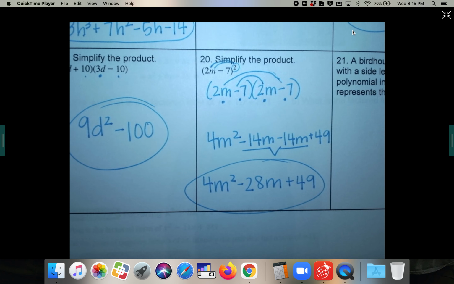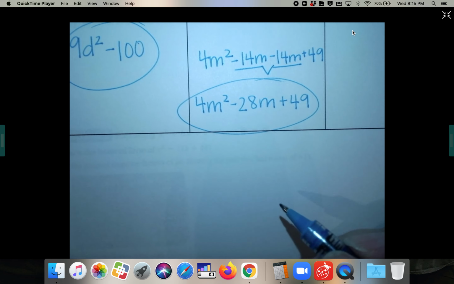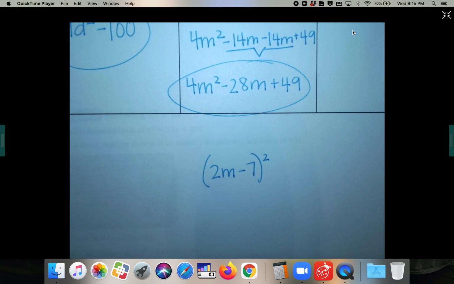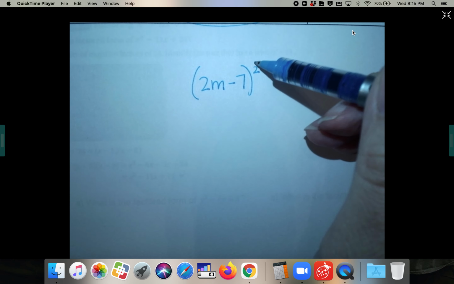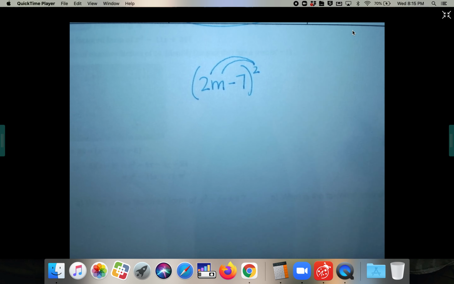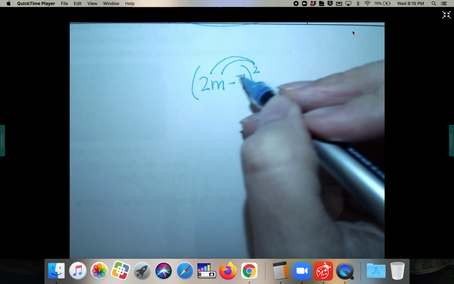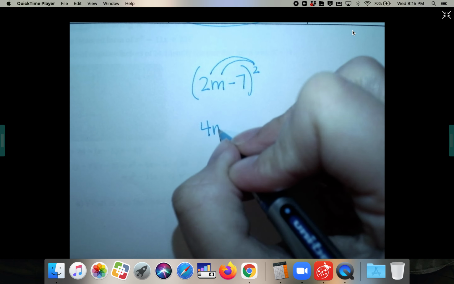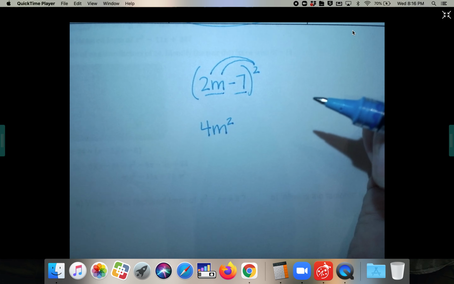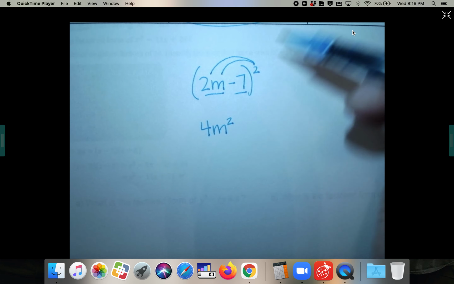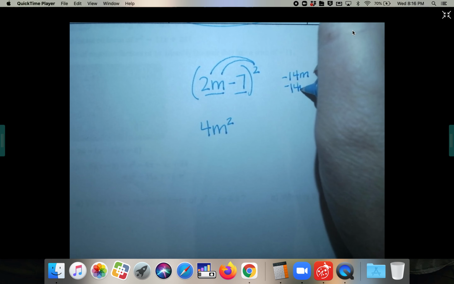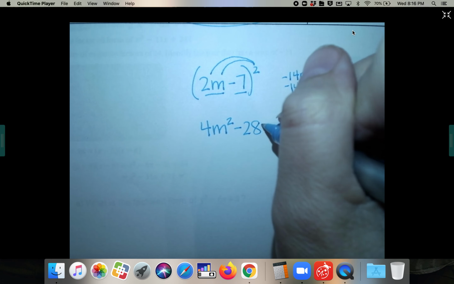And again, if you had done my little squaring trick, here, I've got room down here. Let's say you see this on the test and you're like, oh yeah, I know that if it's a binomial squared, I just need to square the first term, but that means both parts. So that would be 2 squared and m squared, so 4m squared. And then if you remember, you have to take both terms and multiply them. So 2 times negative 7 is negative 14m, and you have to double it. So negative 14m and negative 14m is negative 28m.